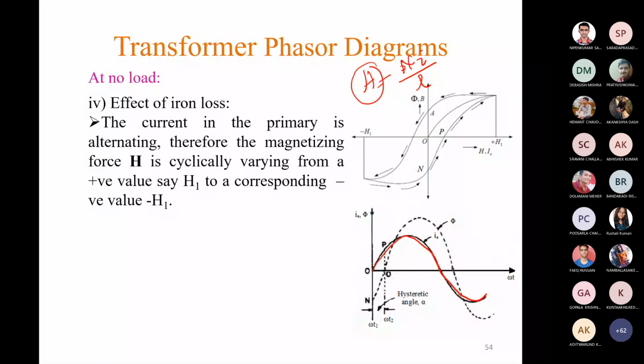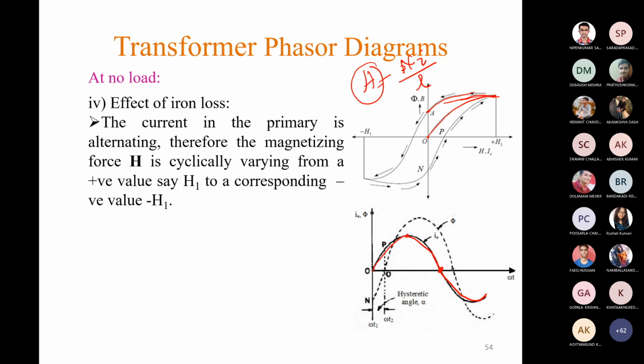Okay, so initially I is 0, so it will start from this point and reach this point, which means it will saturate the core. Then this is the maximum point, and at this point it will start reducing, then it will follow this path, and at this point the value of magnetic flux is non-zero and the current value is 0.